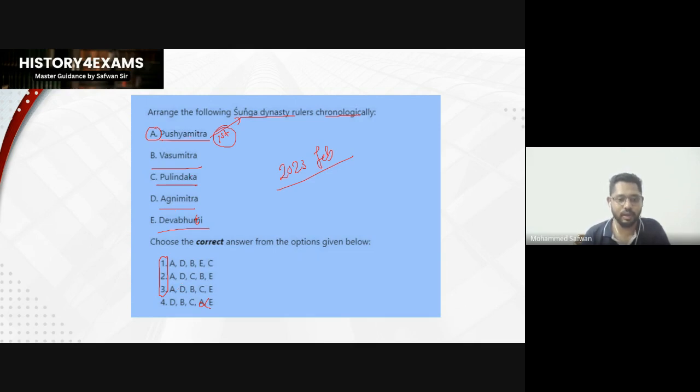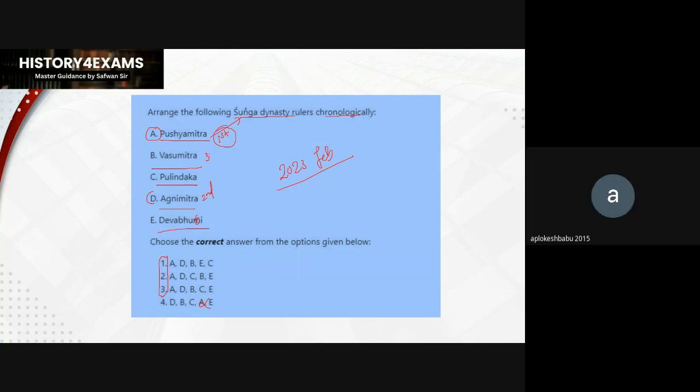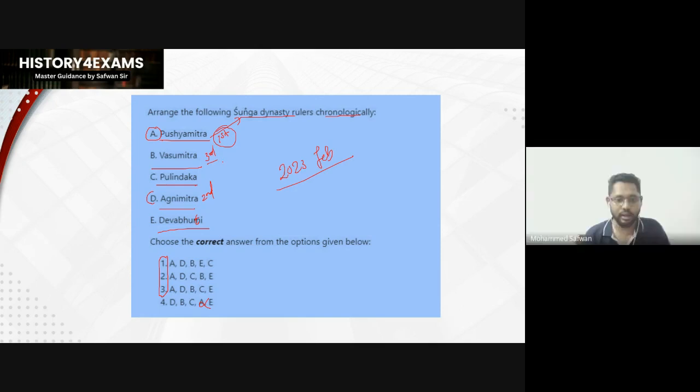So Pushyamitra, and after that comes Agnimitra, who will be the second one. Then Vasumitra will be there. Then finally, as you know, Devabhuti is the last one, so he will be the fifth one. So the order is A, D, B, E, and finally you get C. So the answer will be C.